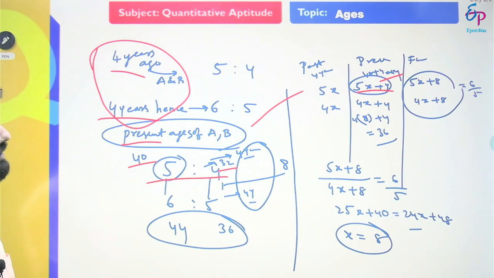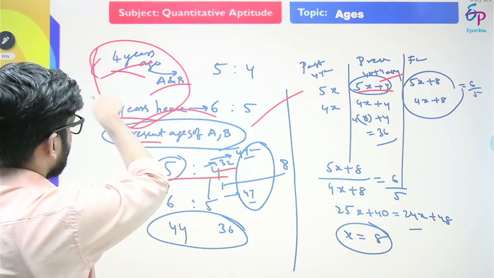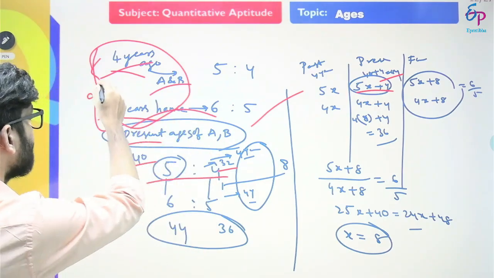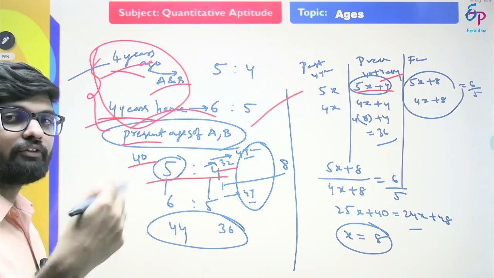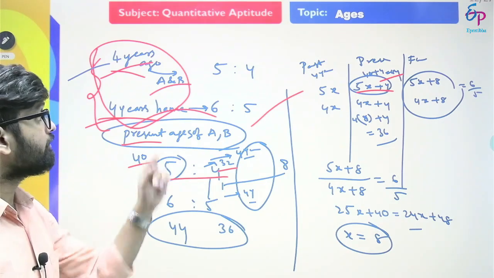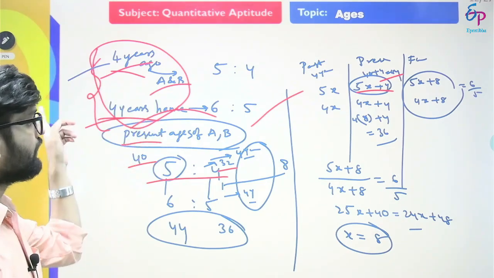Percentages we have seen. This is 5x or 4x, 5x plus 4, say 4x plus 4, that is all for 4 years ago and 4 years hence, which means just add these two. If one is past and one is future, you have to add. If both are future, then you have to subtract. If both are past, you have to subtract only. But if one is past and one is future, then you have to add to get the part difference here.